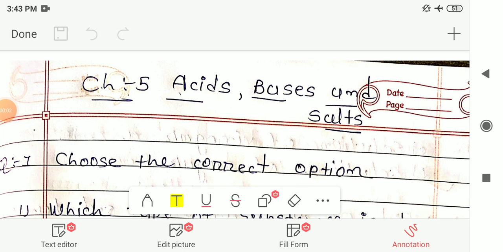Hello students, in this video we are going to study the remaining exercise for chapter number 5. The chapter name is Acids, Bases and Salts, class 7, subject Science, NCERT. So before starting that, let me tell what we had seen in this chapter.